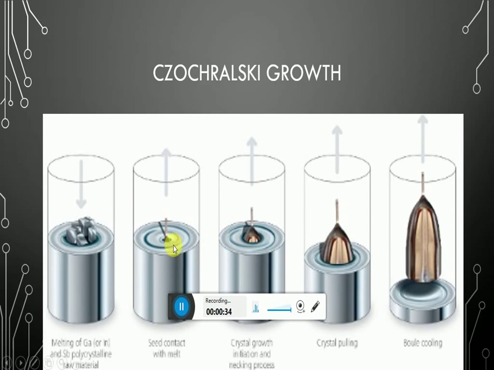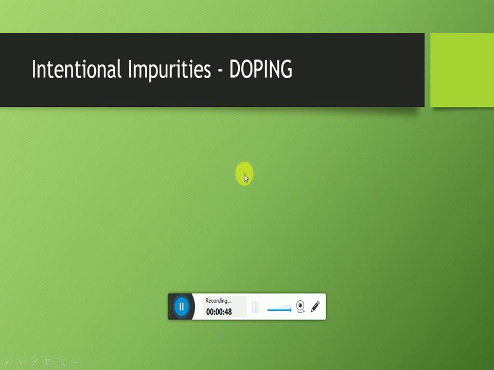This whole process takes place in an inert environment so that impurities in the air don't cause any defects in this ingot. Proper care is taken so that there is not much temperature gradient in this molten solution and the ingot. Usually impurities are added intentionally to improve the electrical properties of the pure silicon.